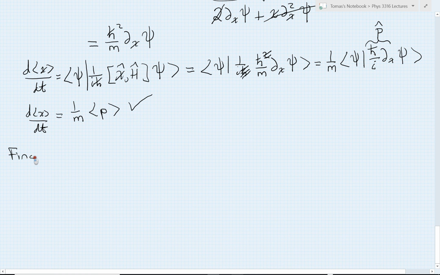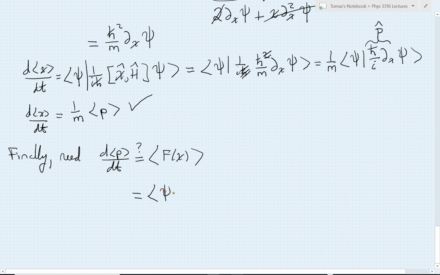Finally, what we need to show is that the time derivative of the momentum equals the average force. We're hoping that will give us the average force. Well, again, that's a question mark. We don't know if that's equal yet, but we're actually going to prove it using Ehrenfest theorem. So I will need the inner product of psi with 1 over i h bar, just writing down Ehrenfest theorem, times the commutator of the momentum with the Hamiltonian as applied to my wave function psi.